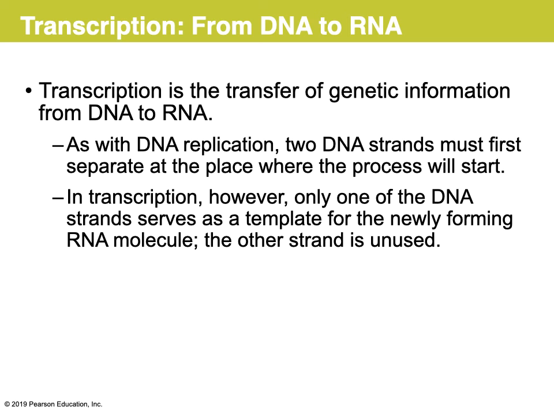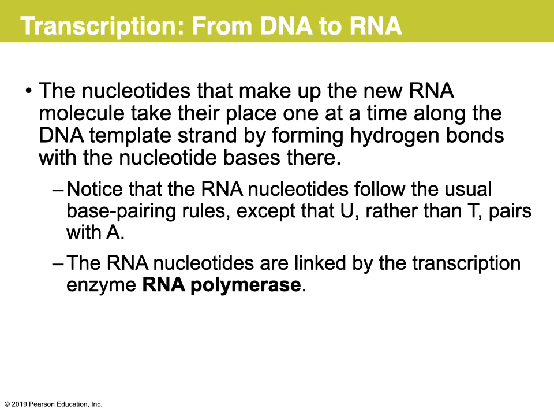So only one serves as a template, because if you think about it, if you know what one half is, because of pairing rules, you know what the other half is, right? So only one strand is served as a template. Now, the nucleotides that make up that new RNA molecule take their place one at a time along the DNA template by forming hydrogen bonds with the nucleotide bases already there. So the same pairing rules, except U rather than T pairs with A. And the enzyme that is doing this job now is RNA polymerase, right? Because it's making an RNA polymer.